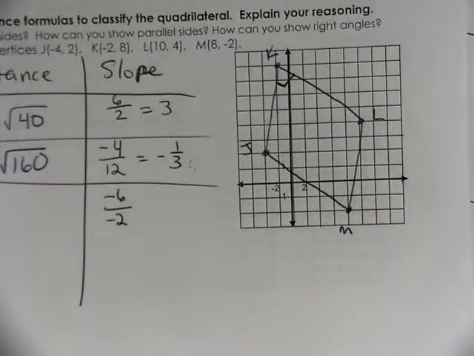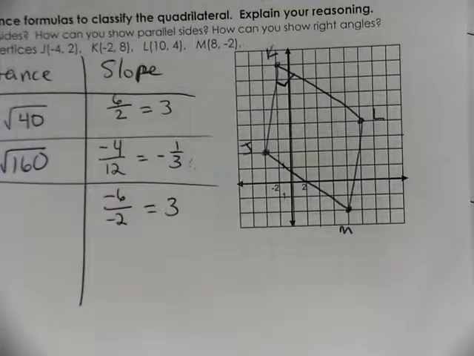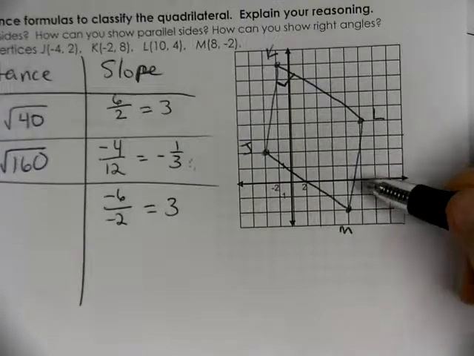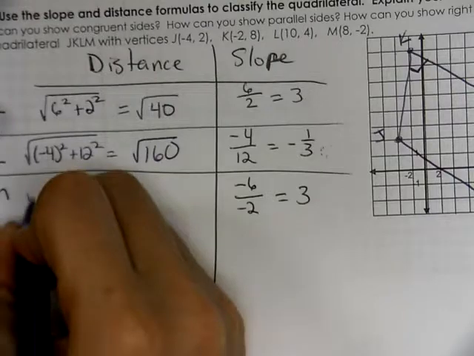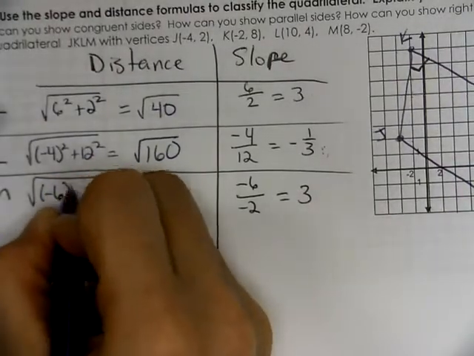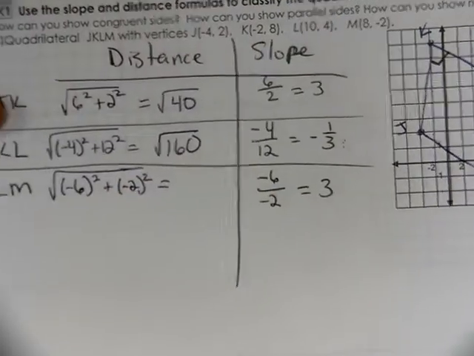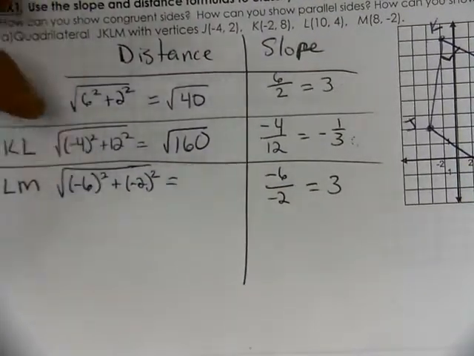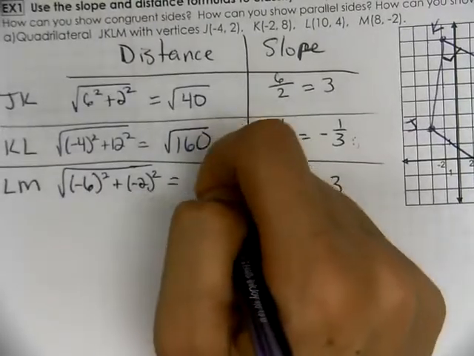Remember, whenever you go to the left, it's a negative. So what's -6 divided by -2? +3. Katie, does that make sense? Yeah. Okay. Then take your non-simplified and make that your distance formula. -6 squared, -2 squared. Just remember, distance is always positive. So even if it's a negative number in there, when you square it, it becomes positive. So what's my answer? Square root of 40.